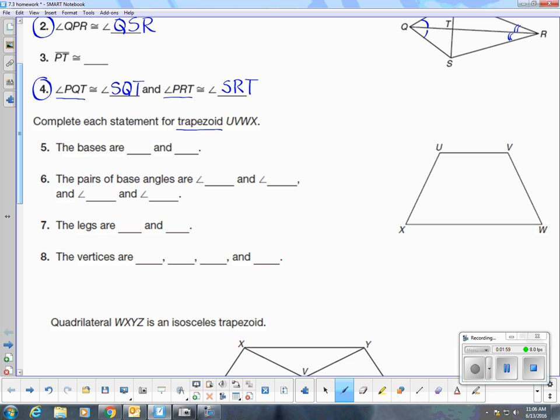And in the next few questions, 5 through 8, we're now taking a look at a trapezoid. And in number 6, they're talking about the base angle. So one pair of base angles is angle X and angle W. And those two angles are congruent to each other. The other pair of base angles are angle U and angle V. They are congruent to each other, but they are different than angle X and angle W.